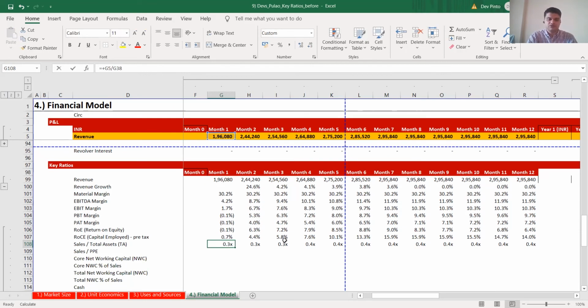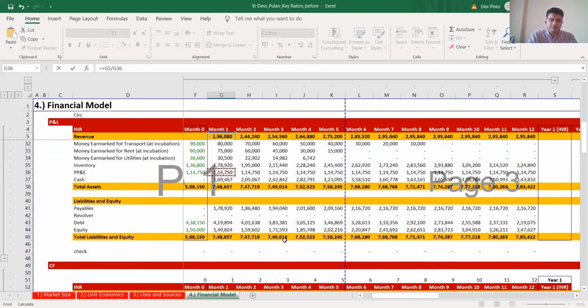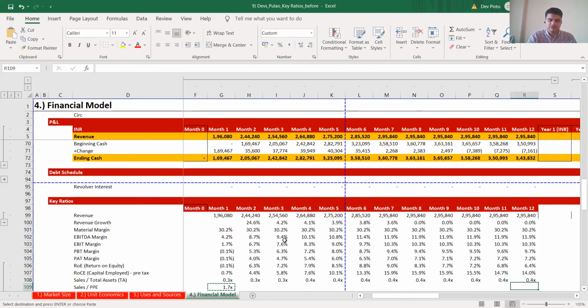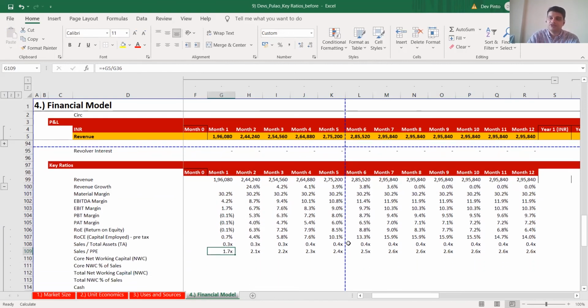Next, let's compute sales upon PP&E, which is your fixed capital. So that'll be nothing but sales divided by this, which tells you for all of the fixed capital that I've capitalized on my balance sheet, for each rupee of fixed capital, how much in revenue do I generate, right?